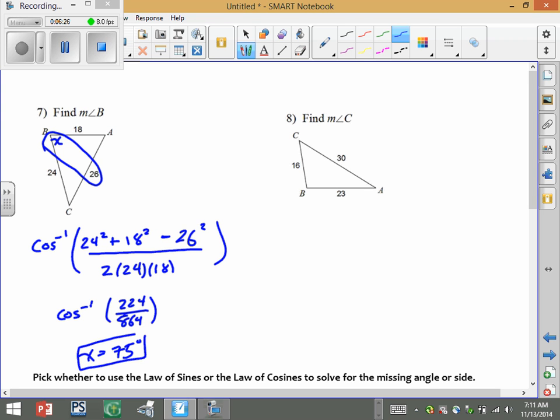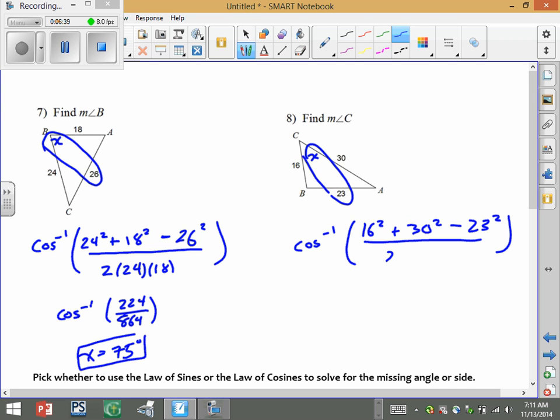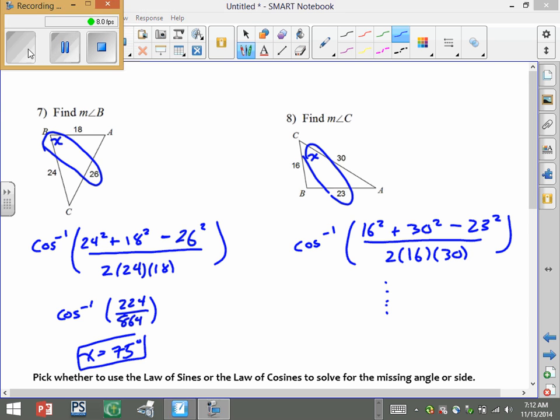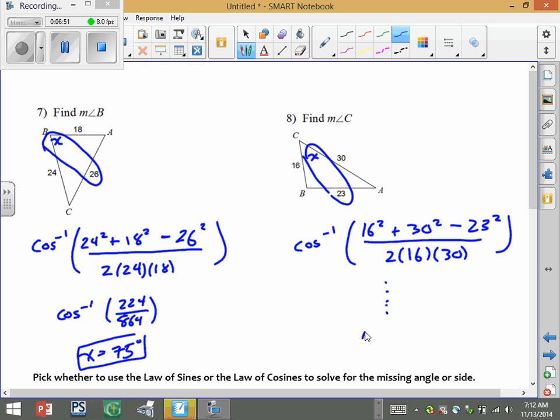All right, same setup, find angle C. So use the cosine inverse. We'll go ahead and put 23 at the end. And that should be 16 squared plus 30 squared, over 2 times 16 times 30. And what we should end up with at the end of the day is 49.2.